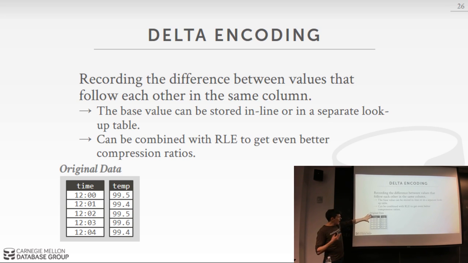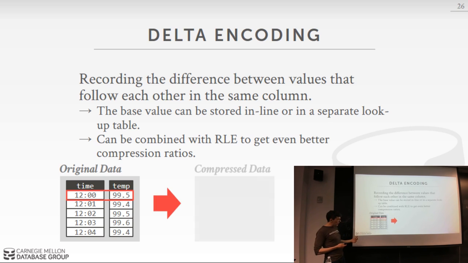So let's say that I have my simple application that's recording the temperature in this room every minute. The first thing we see is that the time only goes up by 1 minute, and the temperature values are very close to each other. It's not fluctuating greatly, right? It's not going from 0 degrees to 1,000 degrees all of a sudden. It's 9.5, 9.4.